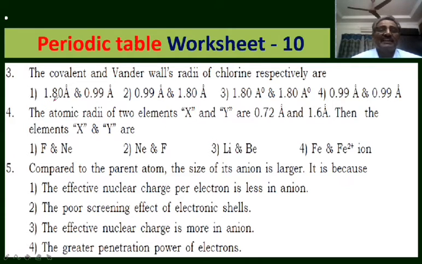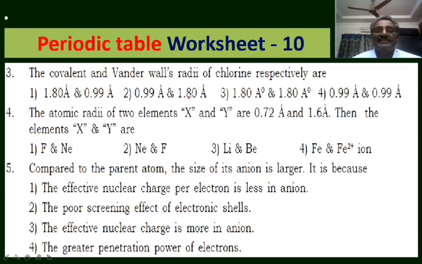So in the first case, the first one, that is 1.80 angstrom units, the second one is 0.99 angstrom units. Van der Waals radius is always greater than covalent radius. So second one should be greater than the first one. In the first option, first value is greater than second value. So this is not the right option. In the second option, the second value is greater than the first value. So this will be the right option.